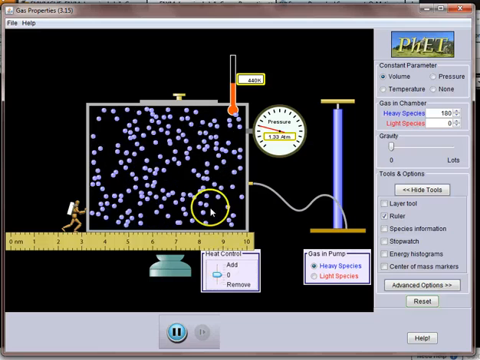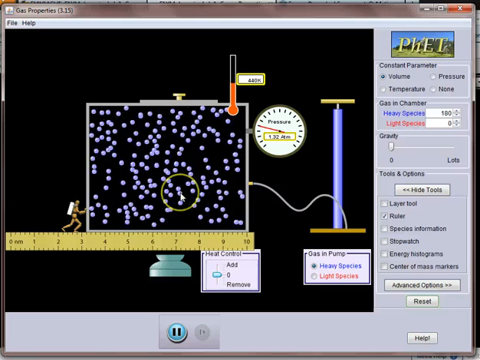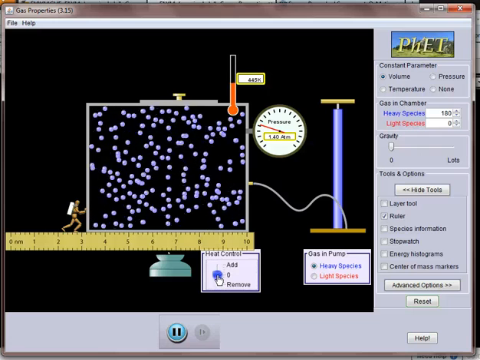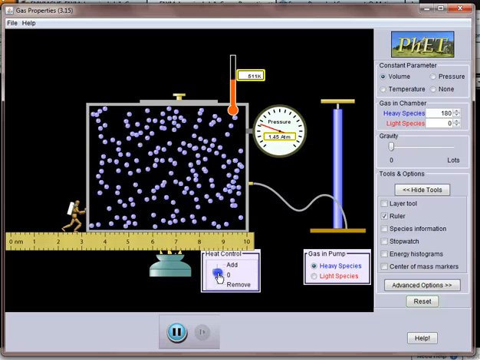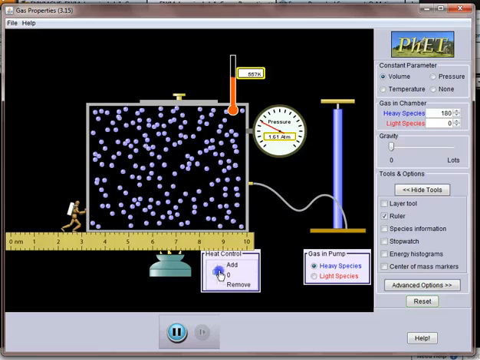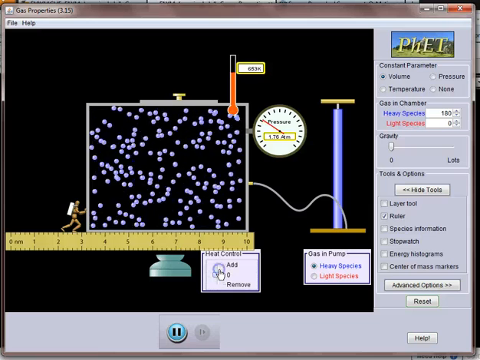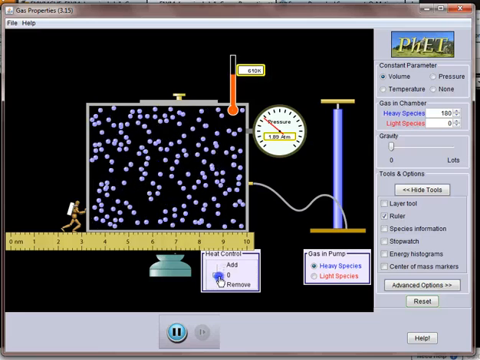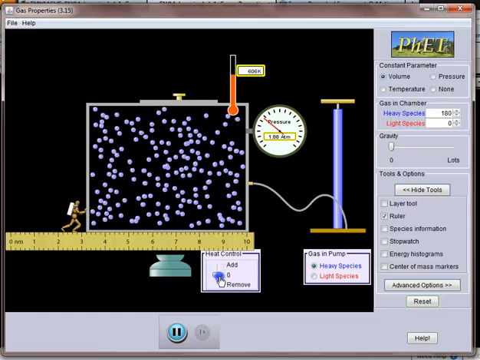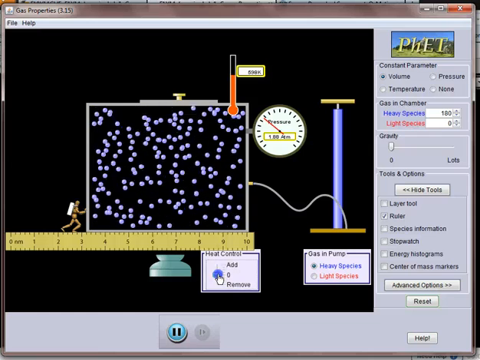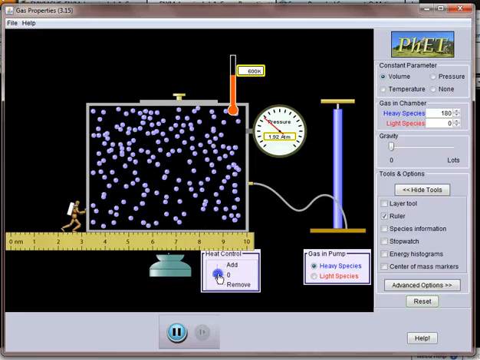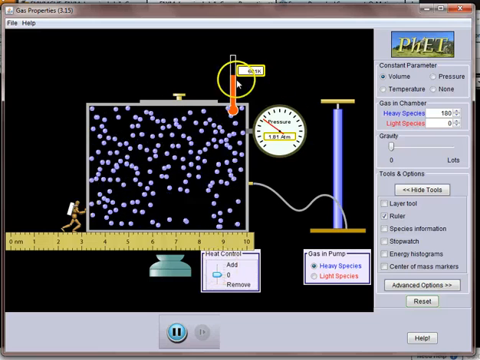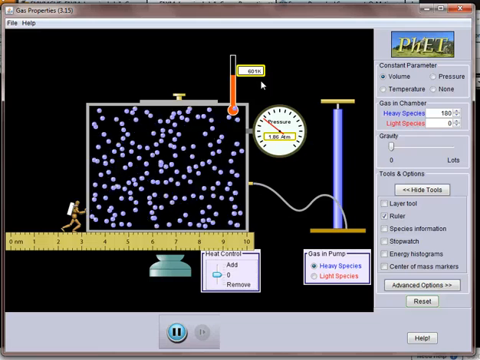Pressure increases. Yes, you can see that the particles are moving much faster as you increase the temperature, and that causes an increase in pressure. Volume is constant. Oops, went too far, so you bring it down a little bit. Sometimes it just doesn't stop on how much you want. It's going to be plus minus 1 or 2, something like that.